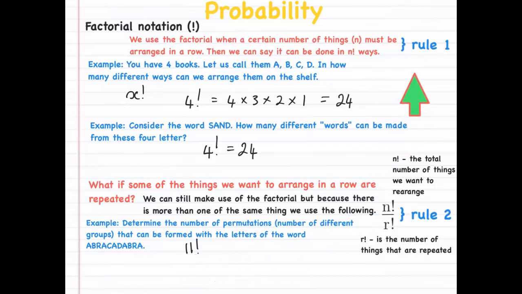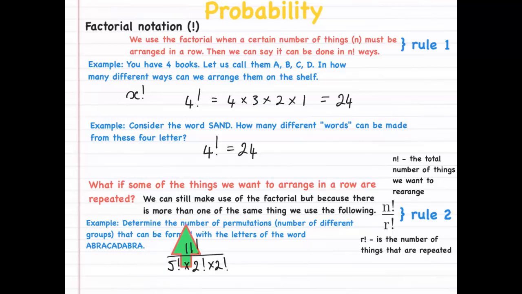But we cannot use rule number 1. We're going to make use of rule number 2. Why? Because some of these letters are repeated. So we are basically going to divide by 5 factorial. Now why 5 factorial? Because there's 1, 2, 3, 4, 5 A's. Then we're going to multiply that with 2 factorial. Why 2 factorial? Because there's 1, 2 B's, and then there's also 2 R's, so we are going to multiply with another 2 factorial.